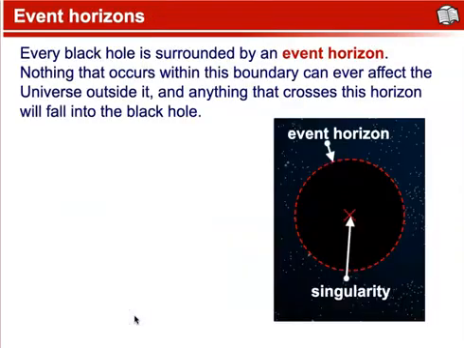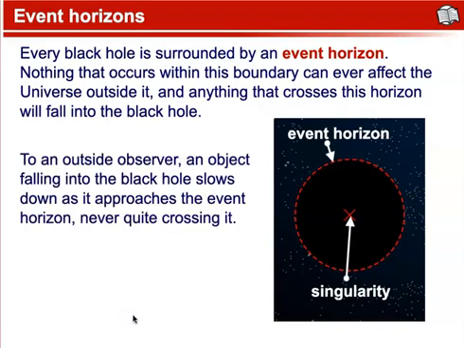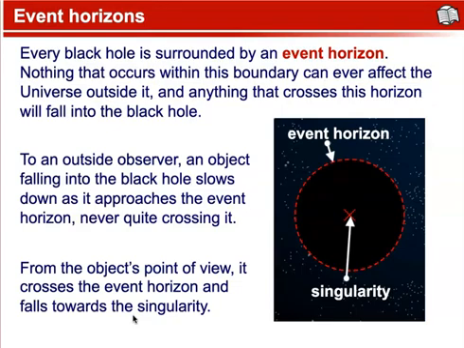Event horizons. Every black hole is surrounded by an event horizon. Nothing that occurs within its boundary can ever affect the universe outside it, and anything that crosses this horizon will fall into the black hole. To an outside observer, an object falling into the black hole slows down as it approaches the event horizon, never quite crossing it. From the object's point of view, it crosses the event horizon and falls towards the singularity.